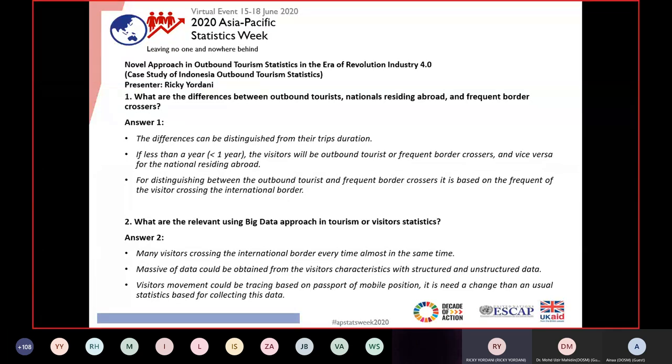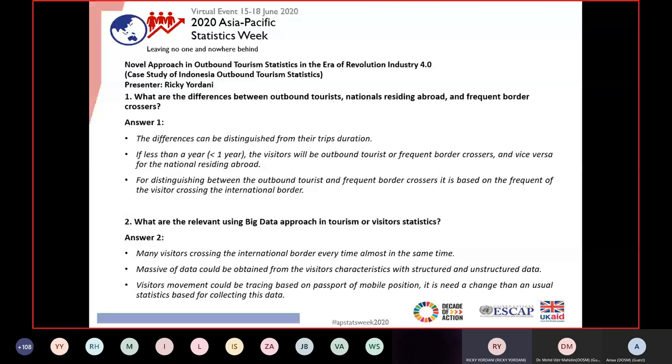We adjust that the frequency of trips is 104. It means that for 2 years, every week they will come to Indonesia. It means that for the country of residence of the visitor, if less than 104, they must be an outbound tourist. But if over 104 trips, they will be a mover.